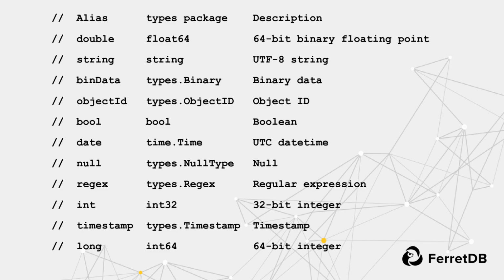You can see, for example, for what needs to be long in MongoDB, we just use the embedded int64 from Go. For type date, we can use time from the standard library. But for things like regular expressions, binary data, or documents and arrays, there is nothing similar in Go or in the standard library that can help us, so those things were implemented by us in the types package.